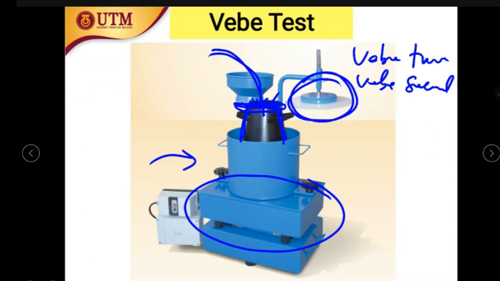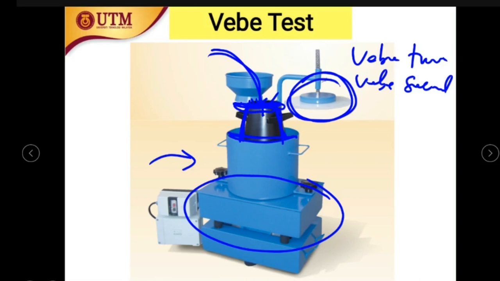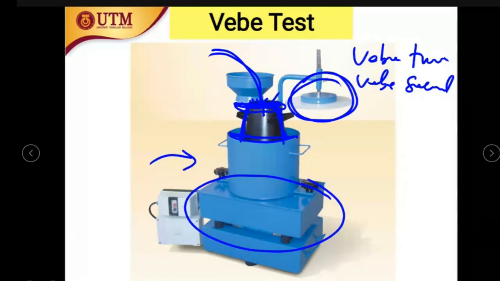We start the vibration. So how many seconds are required for the concrete to become flat? That is the time taken, and that is what we call VB seconds or VB time. The shorter the time for the concrete to go from a cone shape to a flat shape, the better the workability of your concrete. The longer time required means that your concrete is very hard to work with, very poor in terms of workability.